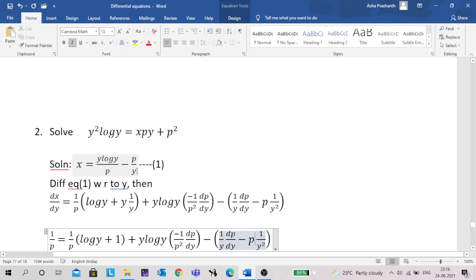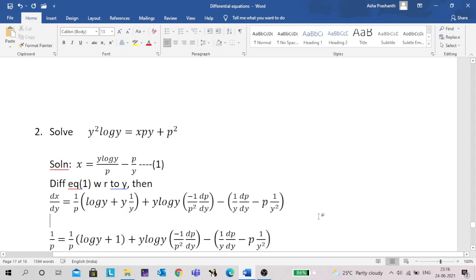I am taking 1 over y into p like a product. So here 1 over y is the first term. The differentiation of p with respect to y is dp by dy, minus p into 1 over y differentiation is minus 1 by y square. This y I have taken outside the complete bracket. This minus is applicable for both the terms.